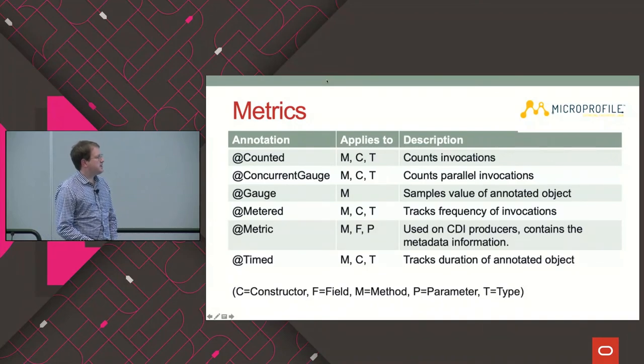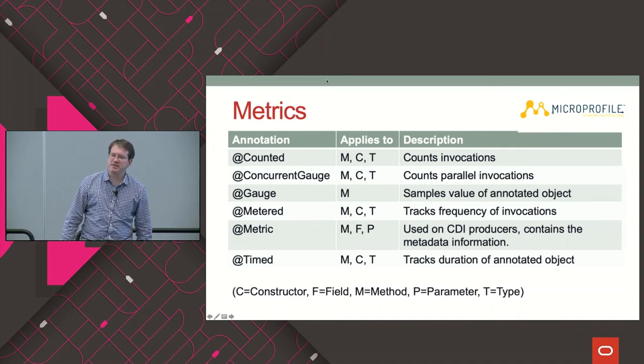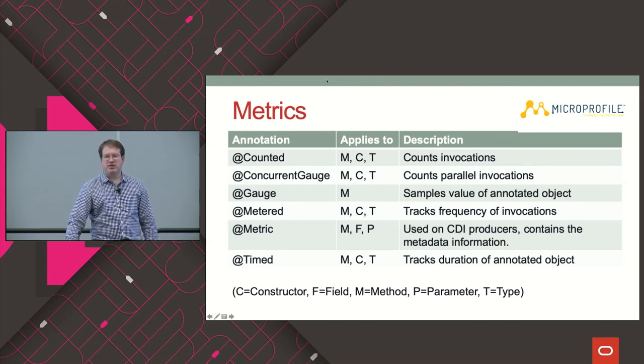So these are the annotations for metrics for annotating your code, and I put down a little key at the bottom for constructor, field, method, or parameter type. So we've got Counted, which counts invocations. So you want to record how often your JAX-RS web service is invoked. You add @Counted to it. Now you're tracking how often it is called.